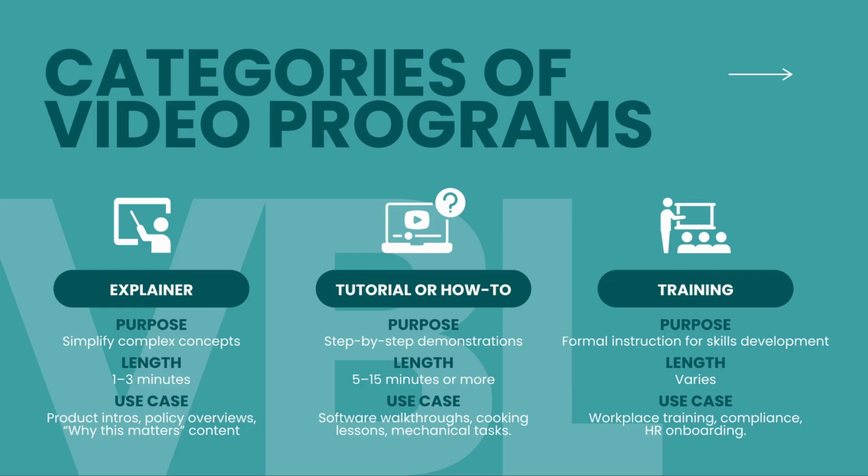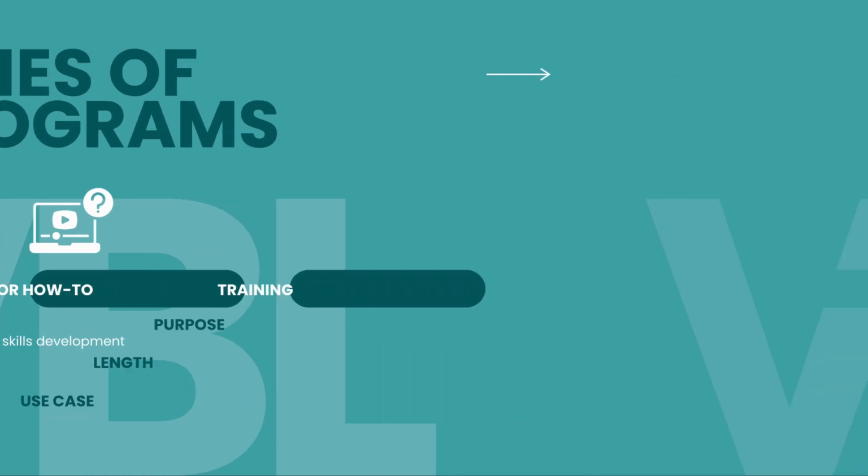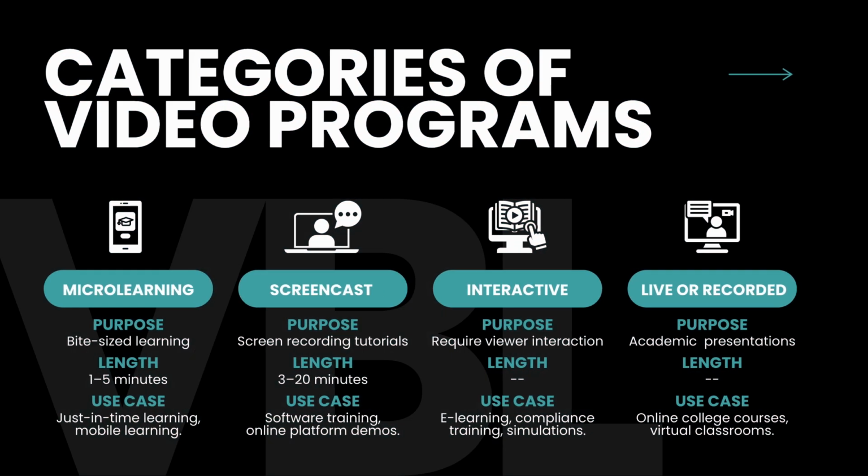Training videos. These are more formal and usually part of a structured course. They can vary in length and are often used for onboarding new employees or teaching job-related skills and compliance topics. Micro-learning videos. Think bite-sized. These are focused on one single topic or skill and usually run 1 to 5 minutes. Perfect for quick tips, just-in-time training, or mobile learning on the go.